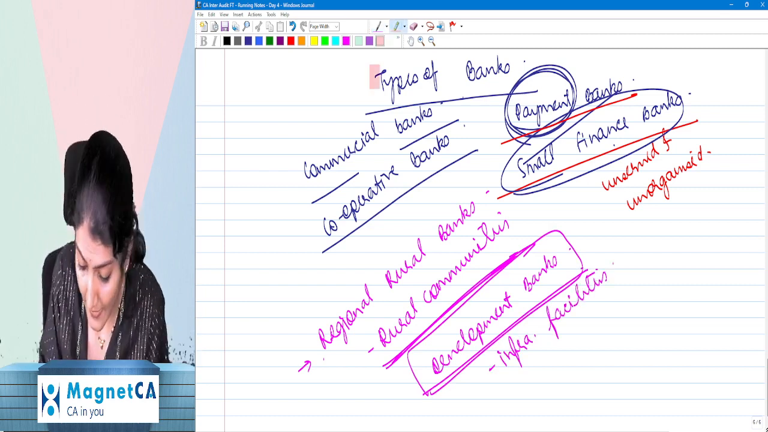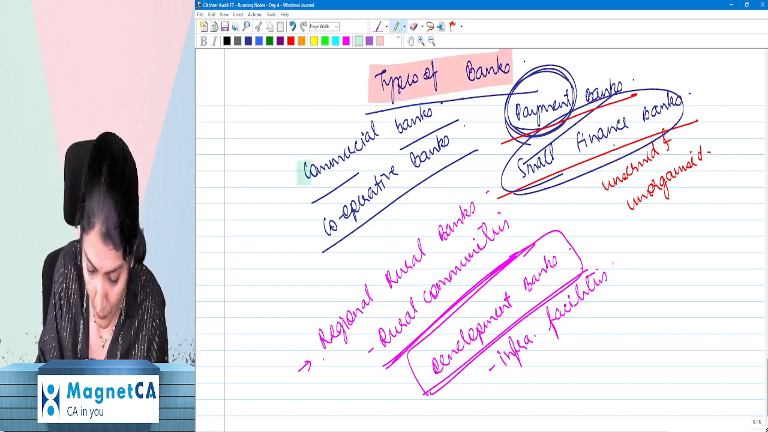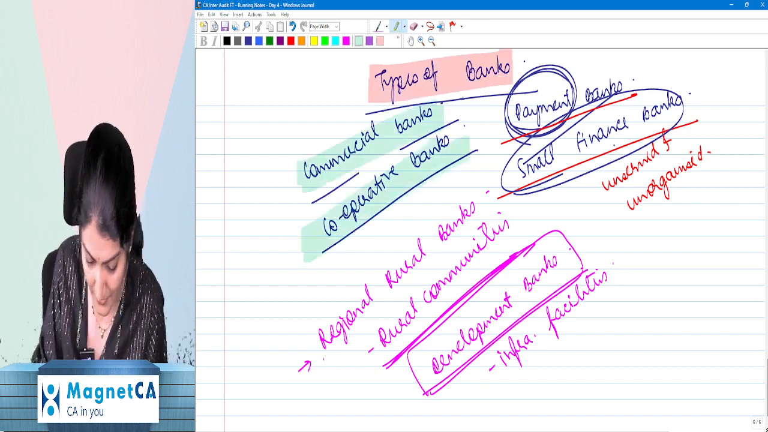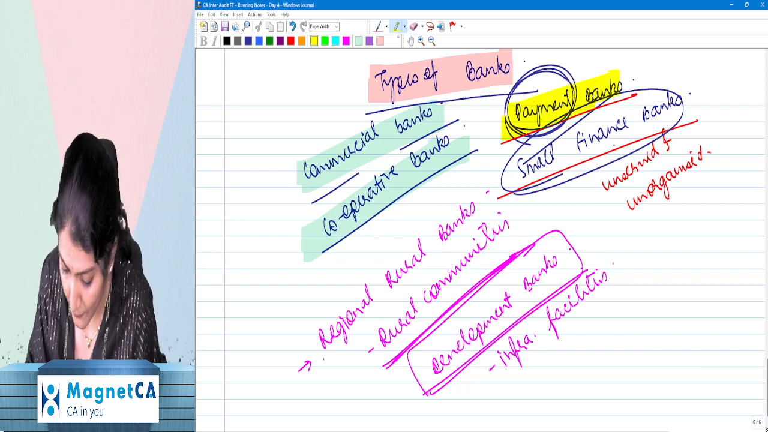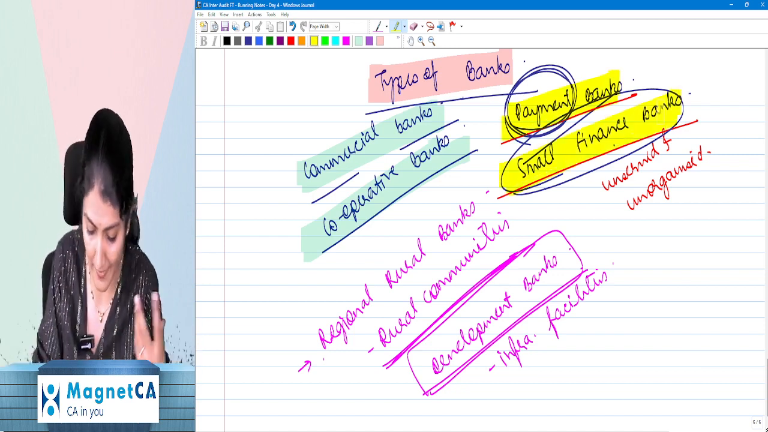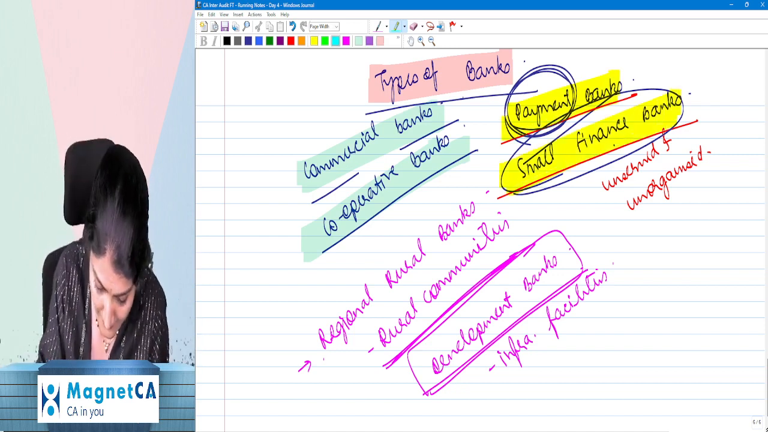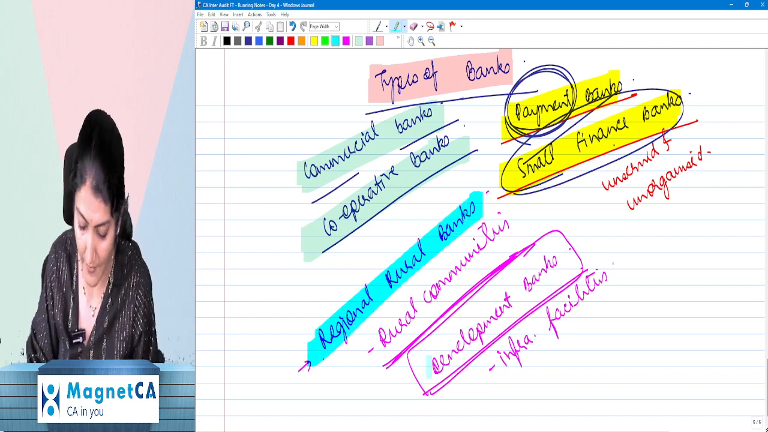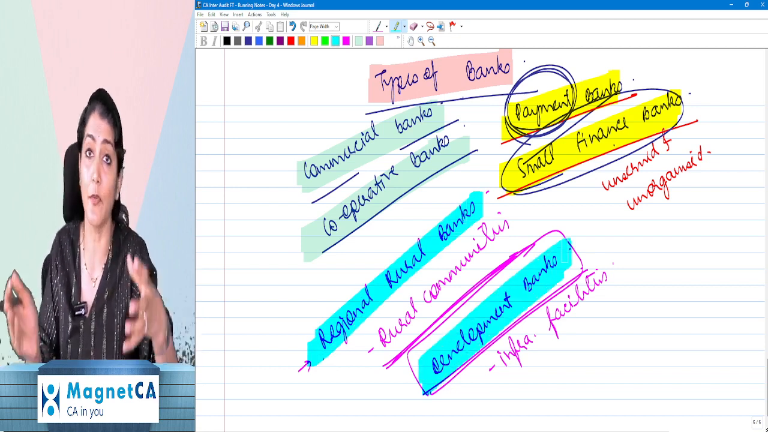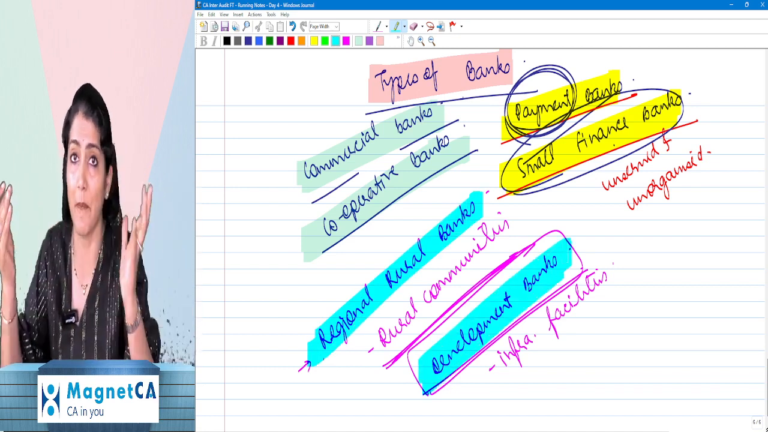So what are the types of banks that we have here? One, commercial bank, then cooperative bank, then two new types of bank, payment bank and small finance bank, and then one banking sector for the rural areas and one for development. So regional rural bank and the development banks.